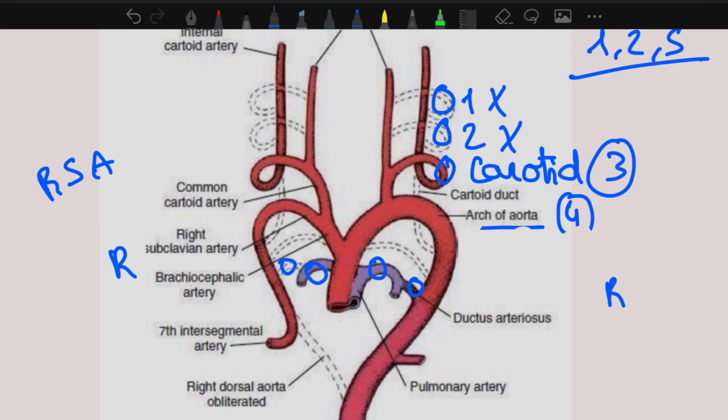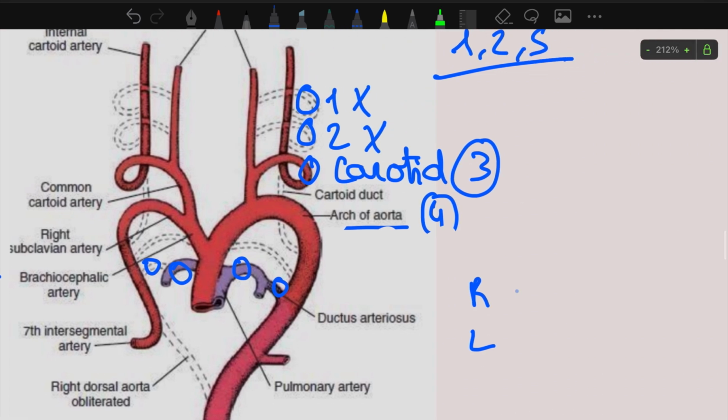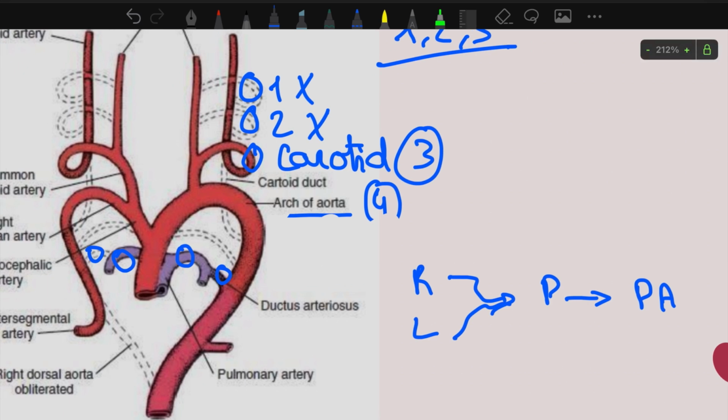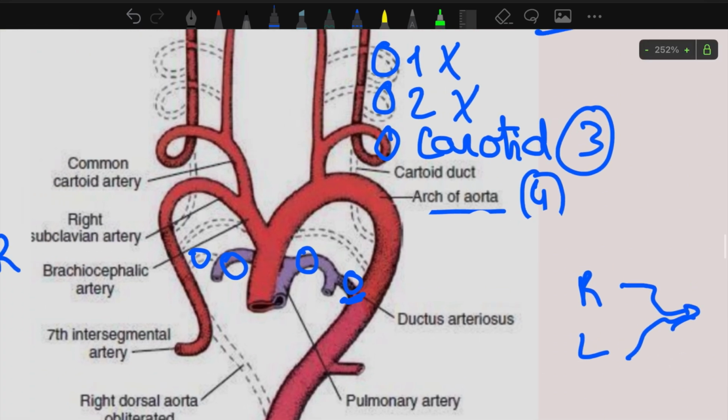And for the right and the left one, the proximal part in both of these will give us a pulmonary artery. So the right proximal part of the sixth aortic arch will give the right pulmonary artery. The left part of the sixth aortic arch will give the left pulmonary artery. But the difference is mainly on the distal part, because the distal part of the left sixth aortic arch will give the ductus arteriosus, as you can see here, but the right one will disappear.